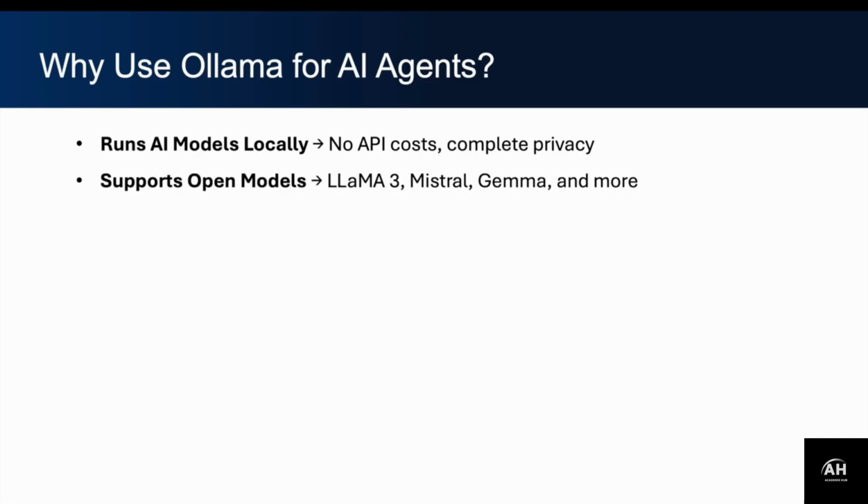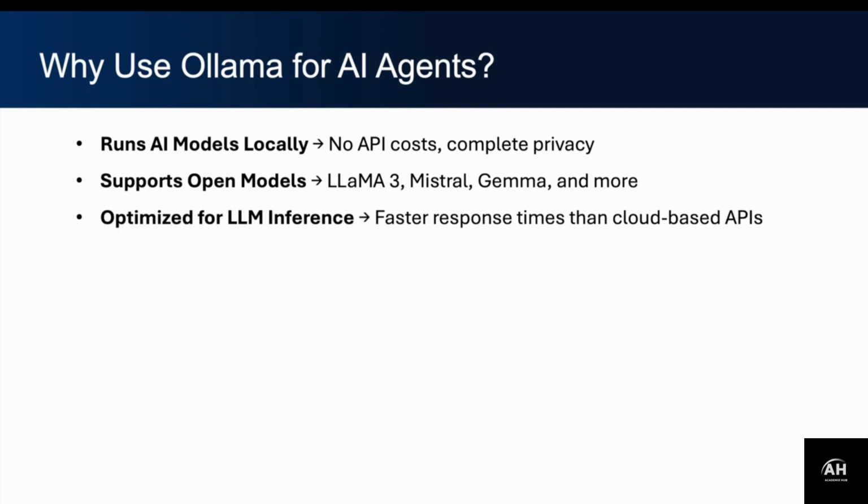It supports open models. We have models like Llama 3, Mistral, Gemma, DeepSeek. All these are available to use in Ollama. It's optimized for LLM inference. There are faster response times than cloud-based APIs as it is running locally. And the LLMs are optimized because of inference. Next, it works offline. As I mentioned, no internet is required after setup. So once you have the entire setup ready and your models downloaded, you can just go on a cruise ship, be anywhere in the world where there's no internet, and still work with the models.